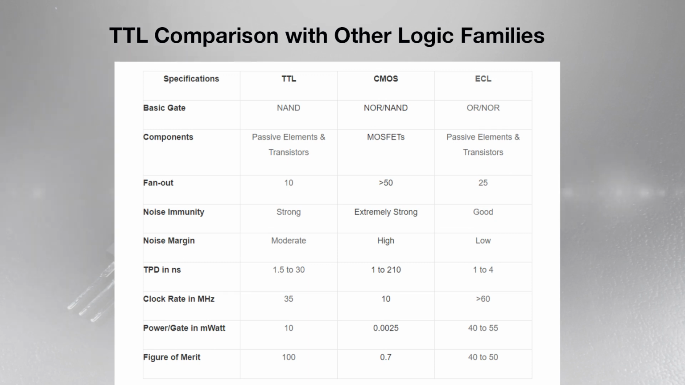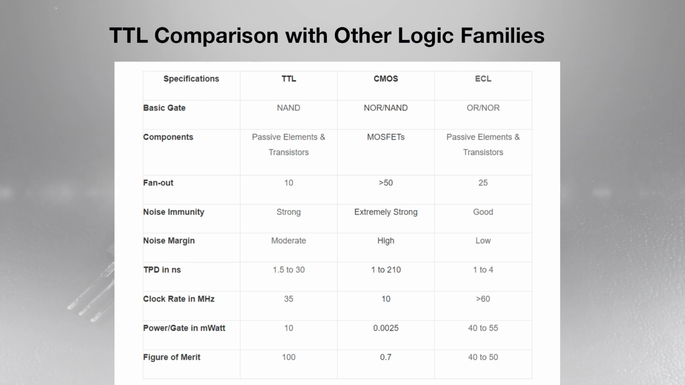Now the specification for components: resistors and transistors in TTL, MOSFETs in CMOS, and resistors and transistors in ECL. Now fan out. The fan out of TTL is 10, the fan out of CMOS is greater than 50, and the fan out of ECL is 25.